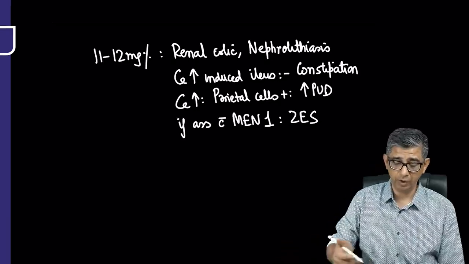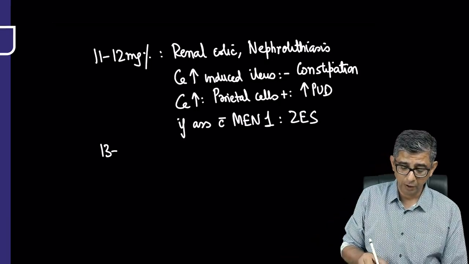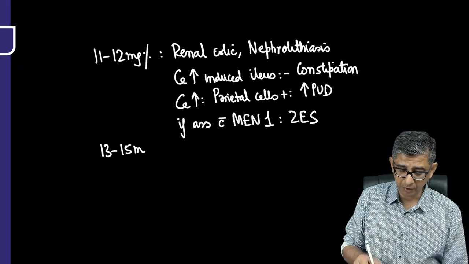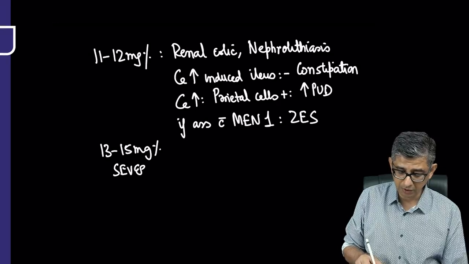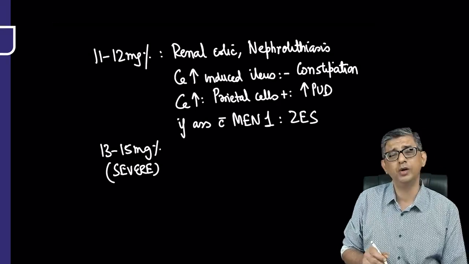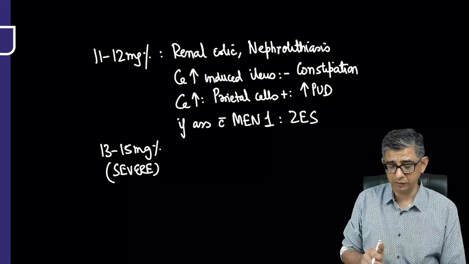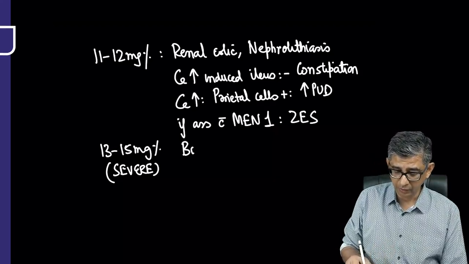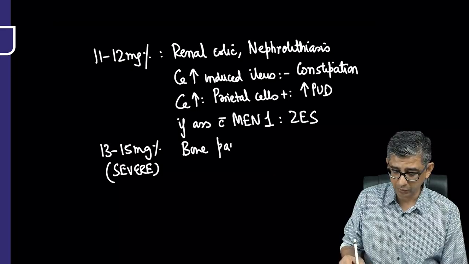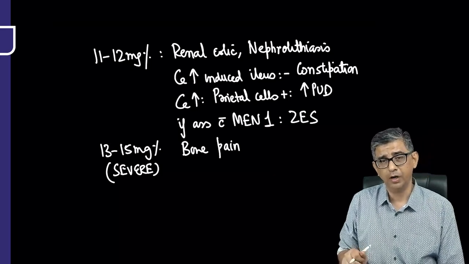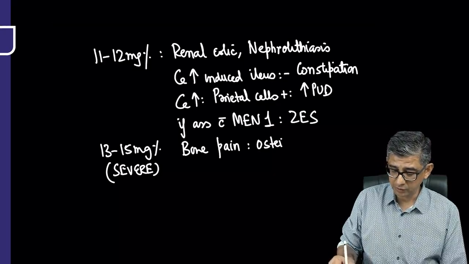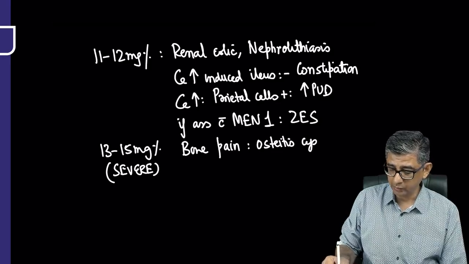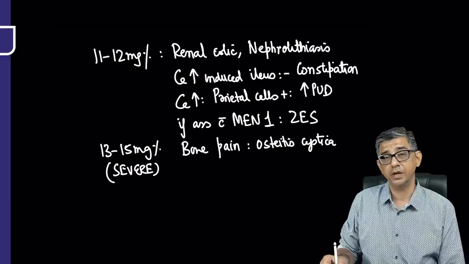And as the calcium values rise even further, if you ask what is severe hypercalcemia, then severe hypercalcemia would be described as calcium values between 13 to 15. And this kind of presentation is a little rare nowadays because most of the time we are able to diagnose this condition early. But as I said, in earlier times when the diagnosis was made late, we used to read about this presentation, that is osteitis cystica.